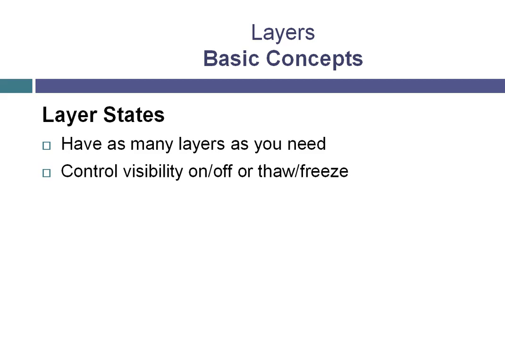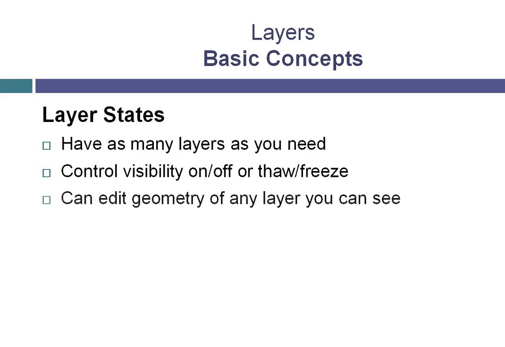We use the layers to control the visibility of objects. When you don't need to see the objects on a particular layer, you can turn the layer off or freeze it. If you do need to see the objects, you can turn that layer on or thaw it. You can edit the geometry on any of the layers. Essentially, if you can see it, you can modify it, regardless of the layer that something has been drawn on. Obviously, you can't select anything that you can't see, so you can't modify geometry on layers that are not visible.